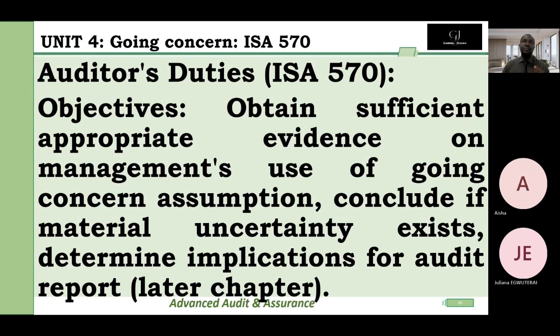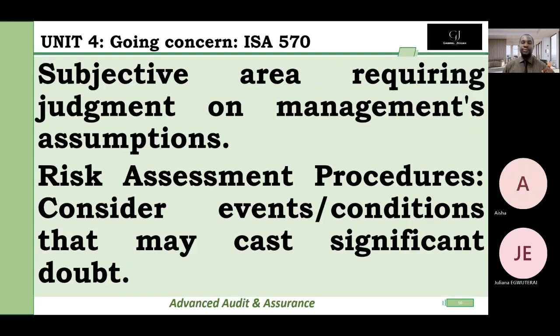So auditors need to validate that, and the objective is to ensure the company does not crash, because auditors may be liable if these procedures are not performed. This is very important. So subjective areas requiring judgments on management assumption is key. We also need to perform risk assessment procedures.